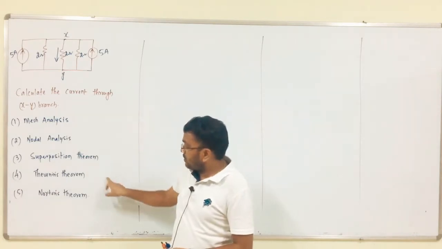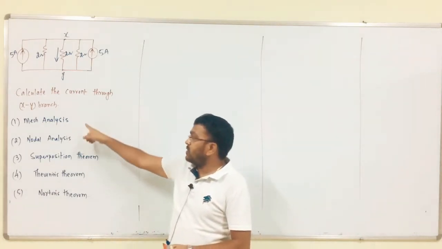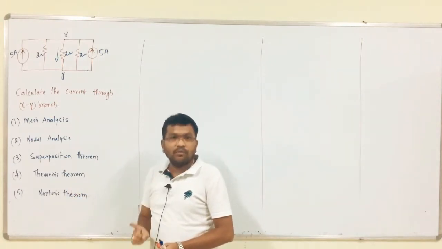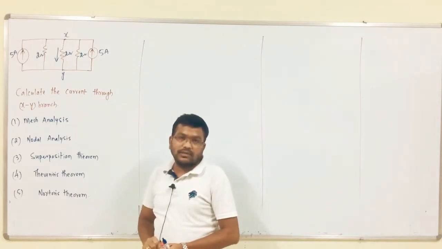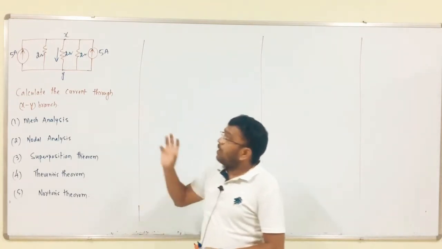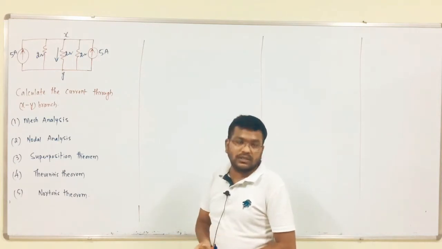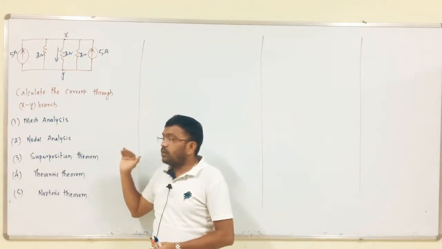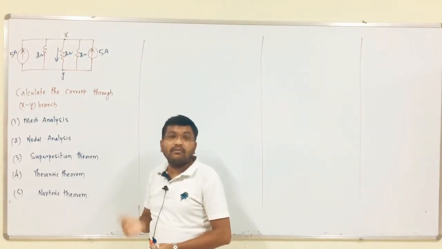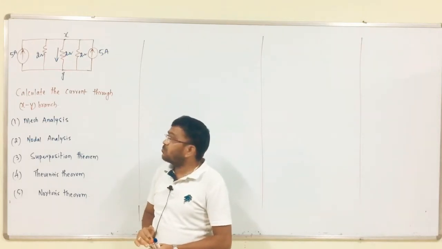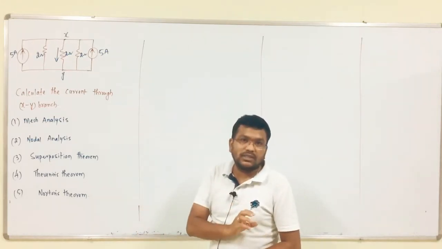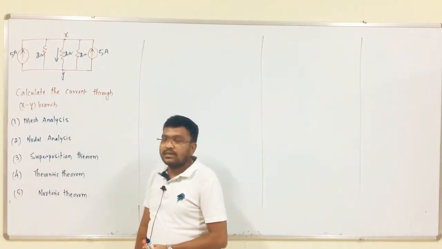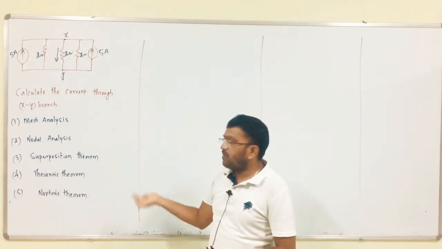By using these 5 approaches, first one is mesh analysis, nodal, superposition theorem, Thevenin's, Norton's. Only one problem, 5 approaches. I think this problem will resolve all your doubts, whether it is superposition theorem, Thevenin's, Norton's, mesh, nodal, how we are applying and why we are applying. Okay. Let us start the problem. First we have to go with mesh analysis followed by nodal, superposition theorem, Thevenin's, Norton's.